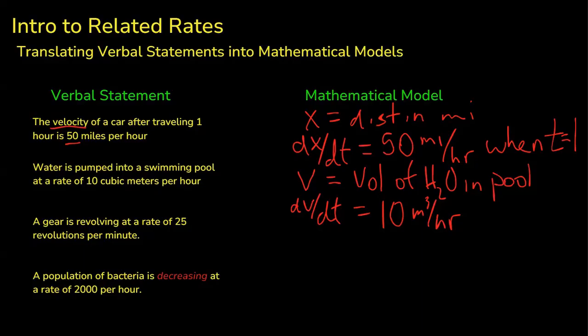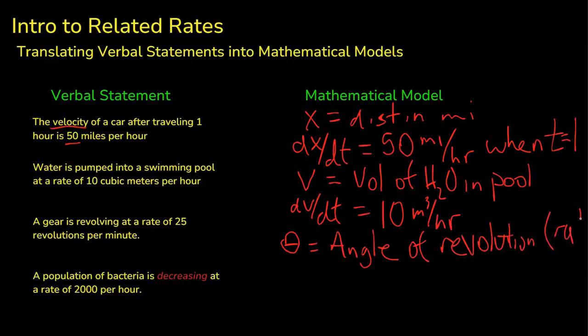The next one, a gear is revolving at a rate of 25 revolutions per minute. So since the gear is rotating, we have an angle of rotation or angle of revolution. We'll call that theta. And we often will use radians, so it's assumed that this is going to be radians. And then 25 revolutions per minute, that would be the rate of change of the angle. So d theta/dt is equal to, be careful here, 25 times 2 pi radians per minute. Because to spin the whole way around would be 2 pi. So that's your factor.